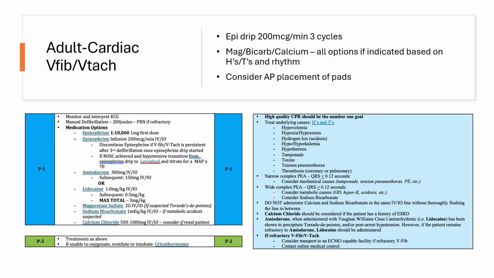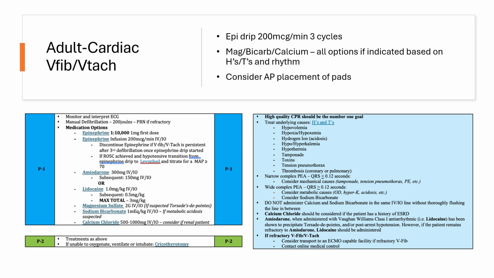All right, VTAC, VFib. Still, you're doing your 1 to 10,000 push, right? That's your first drug. Then you're going to start your drip, 200 mics per minute. But you're only going to do it for basically three shocks. That's it. Three rounds is essentially what you're doing it for. Now, if you convert from VFib or VTAC into asystole, what do you do? Leave it on. It stays on.